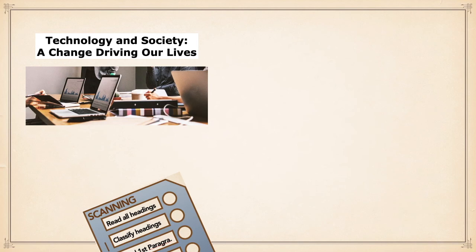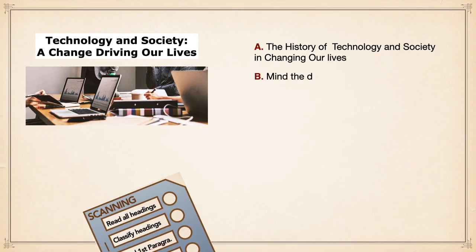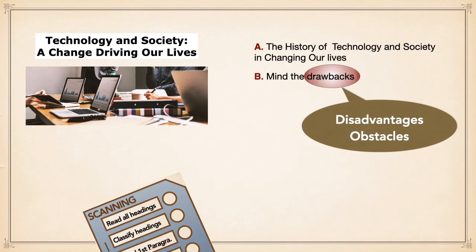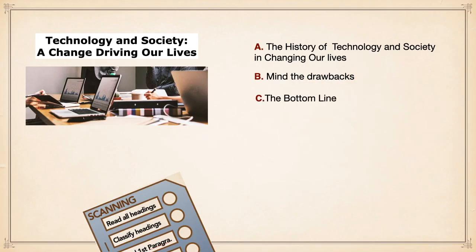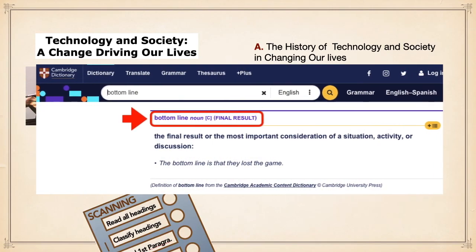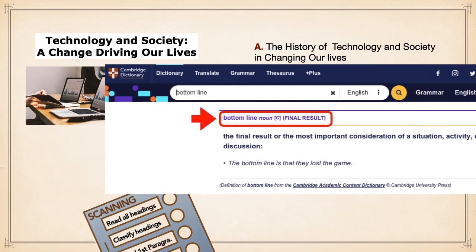Our 8 headings are these: the history of technology and society, mind the drawbacks. Drawbacks means disadvantages or obstacles. Mind the means pay attention to. So pay attention to the disadvantages and obstacles. Mind the drawback. The bottom line. The bottom line is an idiom which points to a conclusion of an argument or discussion.